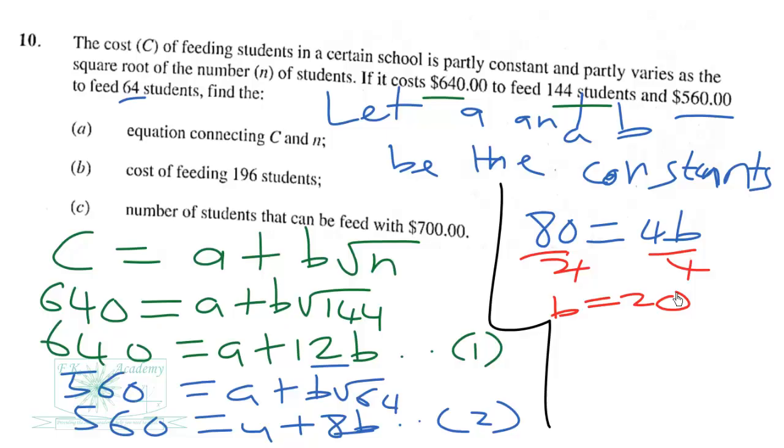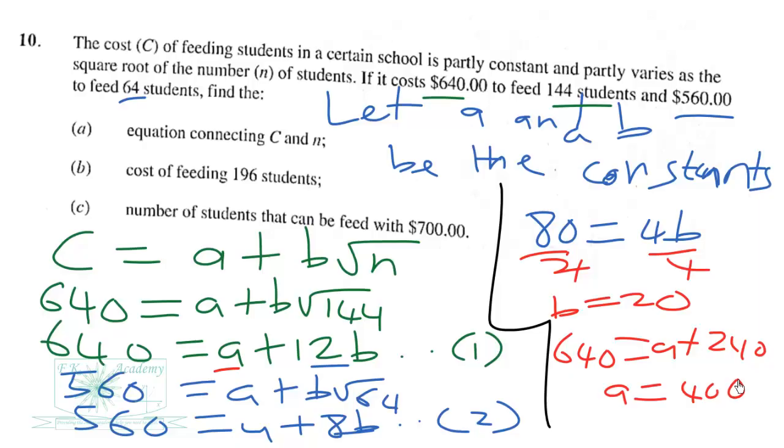If B is 20, we can substitute into any of the equations to find the value of A. So let's pick equation 1. We have 640 is equal to A plus 12 times 20, and 12 times 20 is 240. So A will be equal to 640 minus 240, which is 400.